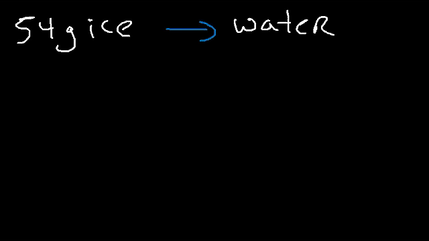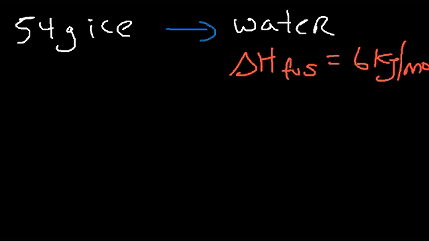Now you need to know the heat of fusion for water. The heat of fusion for water is about 6 kilojoules per mole. So what that means is that if you have 1 mole of water, it requires 6 kilojoules of heat energy to melt 1 mole of ice into liquid water. So what we need to do is convert grams to moles and then moles to kilojoules.